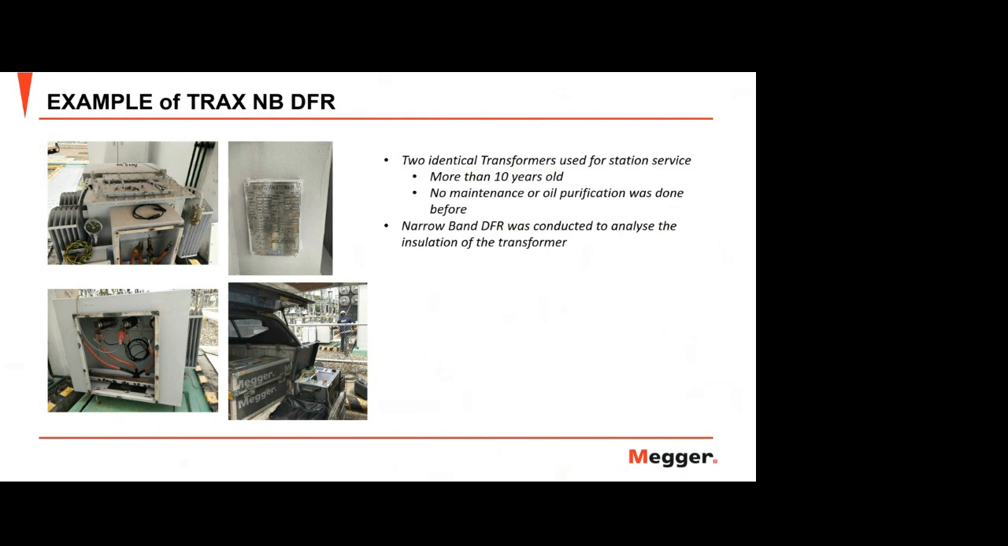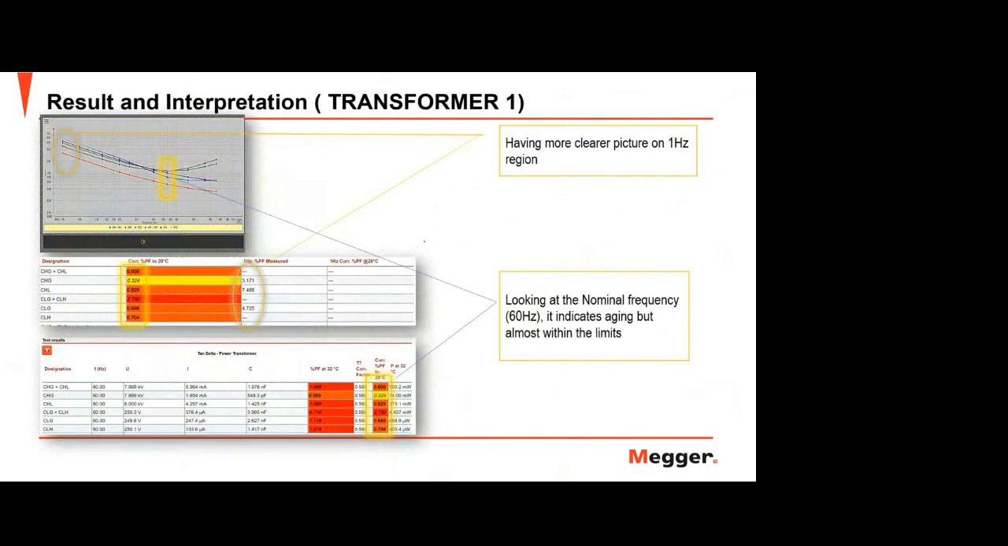And so they did the narrowband DFR to analyze the insulation of the transformers. So these are the results. Transformer number 1, wow, almost everything is red, as you can see here.